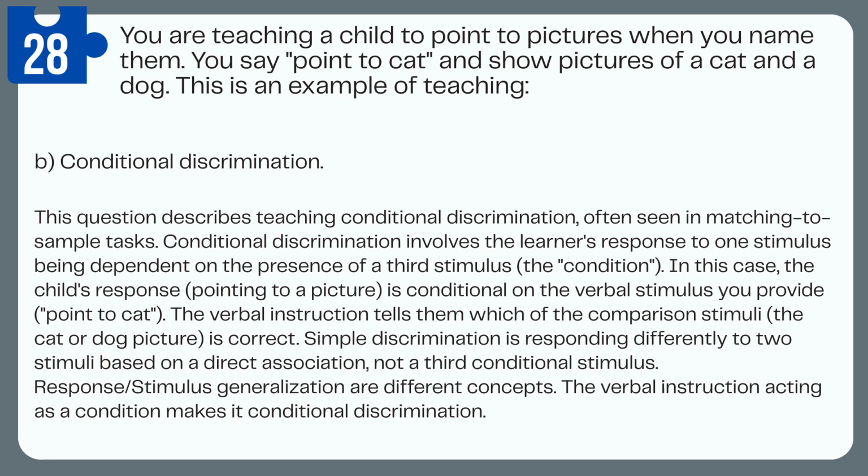Simple discrimination is responding differently to two stimuli based on a direct association, not a third conditional stimulus. Response and stimulus generalization are different concepts. The verbal instruction acting as a condition makes it conditional discrimination.